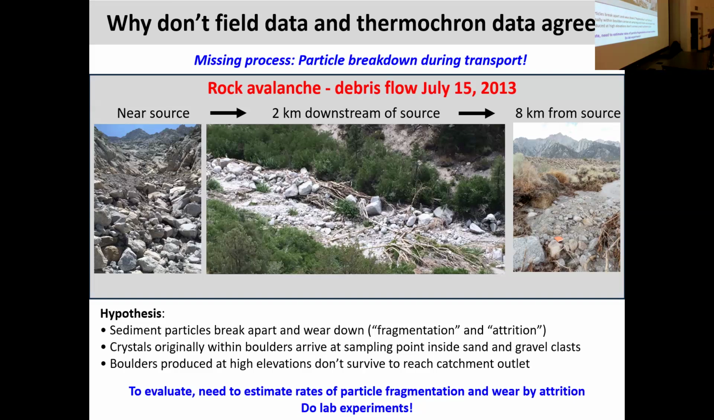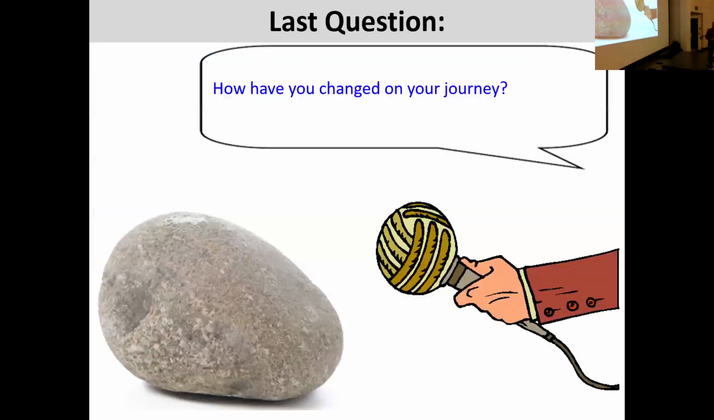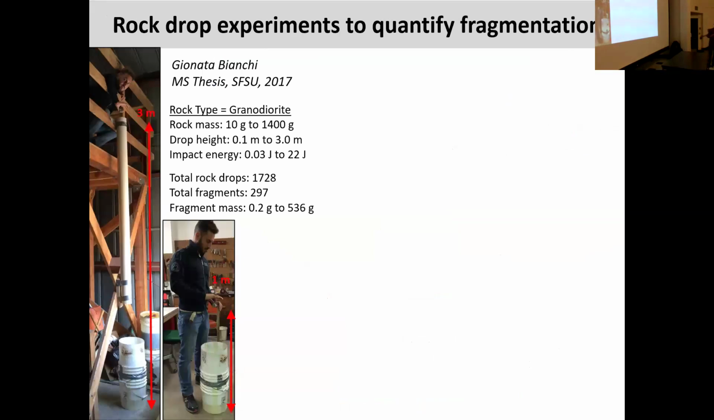And so we want to know, how do we constrain the rates of particle fragmentation, and where? And this is our third question: how have you changed on your journey? So Gianetta Bianchi took this on, and his experiments involved dropping rocks on a hard concrete floor in the laboratory.